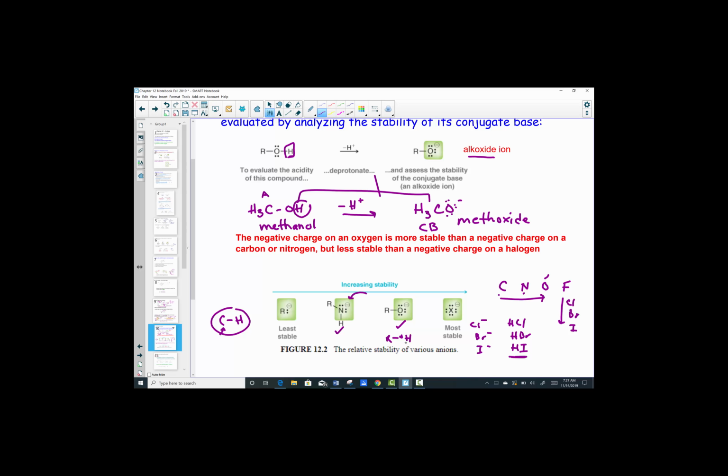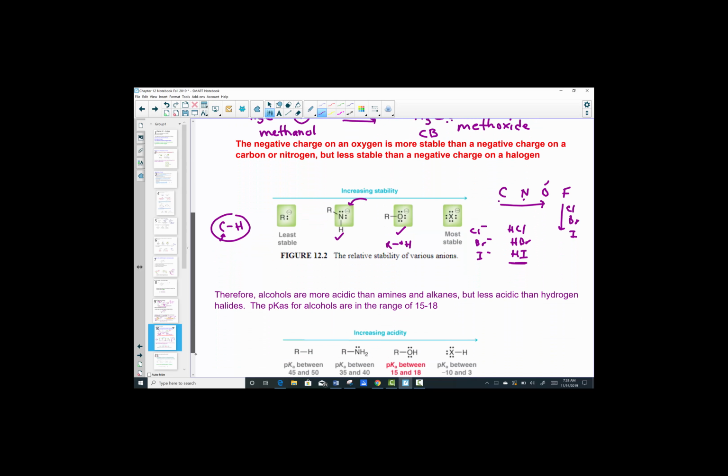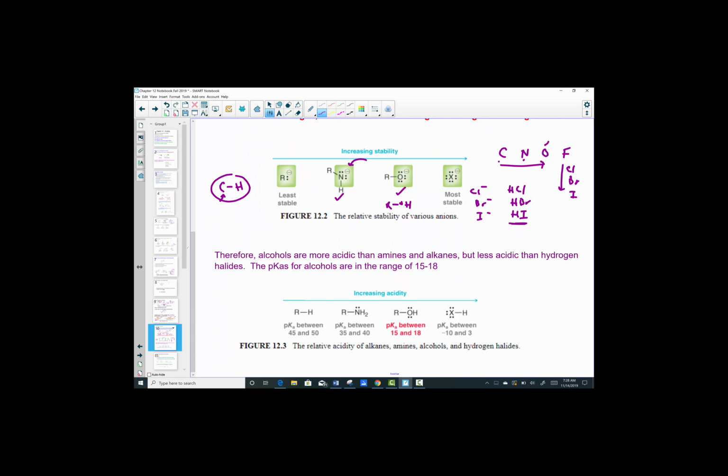But an alcohol is more acidic than an amine or a carbon. So the essential question to ask yourself is, based on the stability of the negative anion, its conjugate base, we can look at the pKa's for the alcohols in the range between an amine and a hydrogen halide, like HX or HBr and so forth. They lie between about 15 to 18, as we saw on our pKa chart.